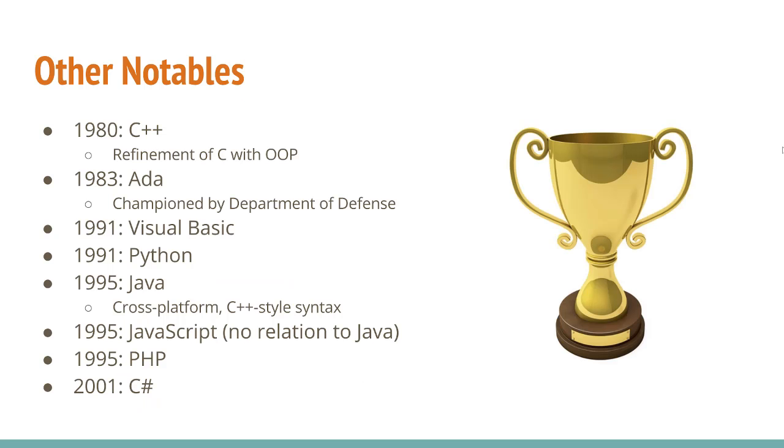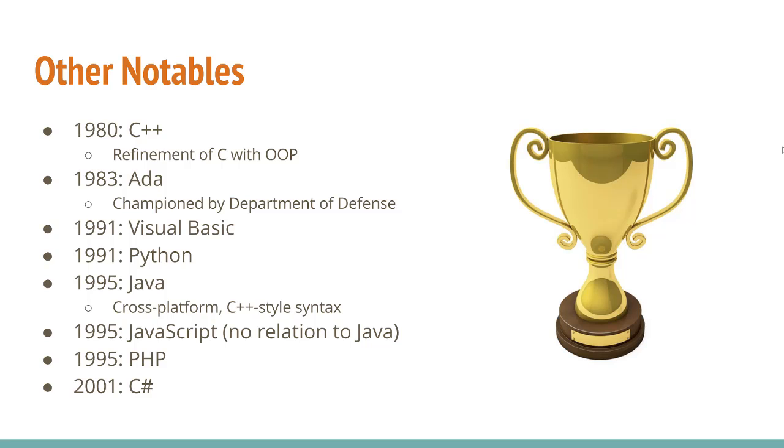Some other notable languages you may have heard of are listed here. Of course, C++, which you may have had in IST 140, really just a refinement of C with some object-oriented programming thrown in, which you normally don't get to in IST 140, but you may have seen. Ada is another notable language created in the early 80s, championed by the Department of Defense, is an object-oriented language that was heavily used and still is used in many different sectors, especially science.